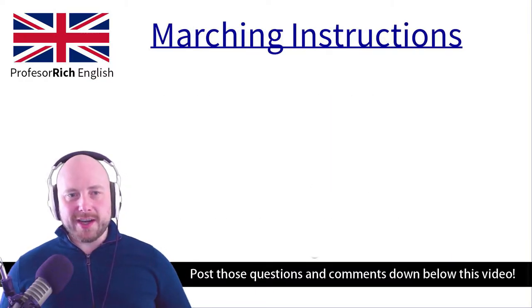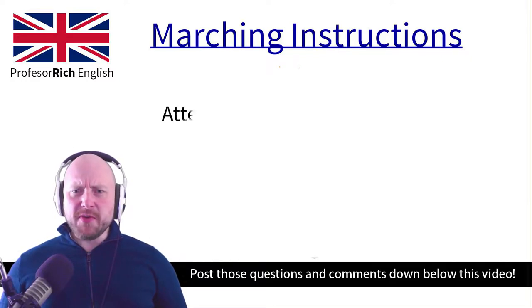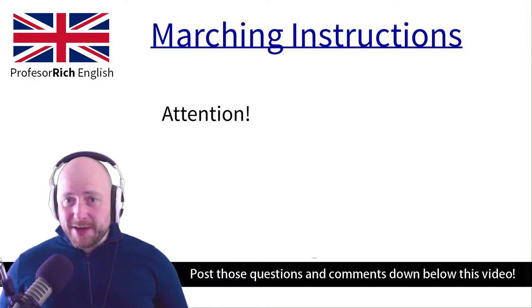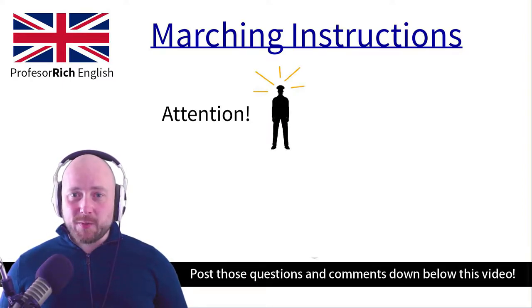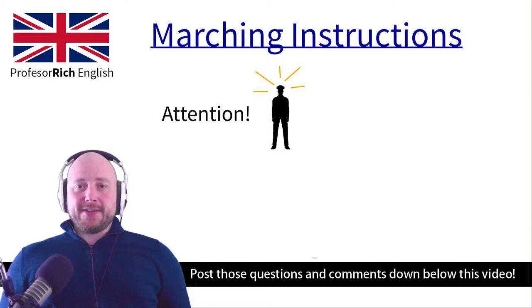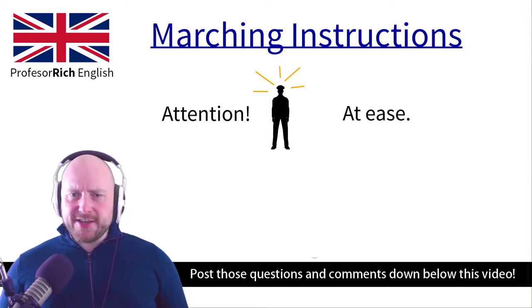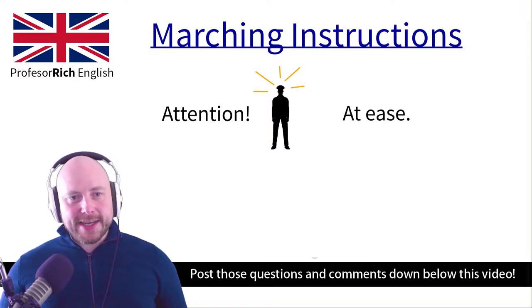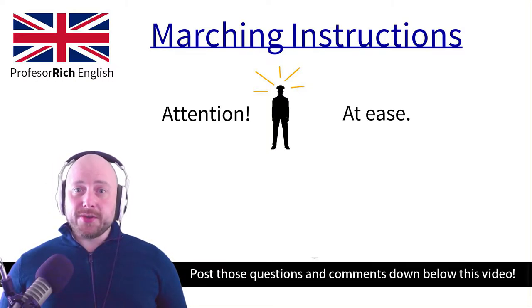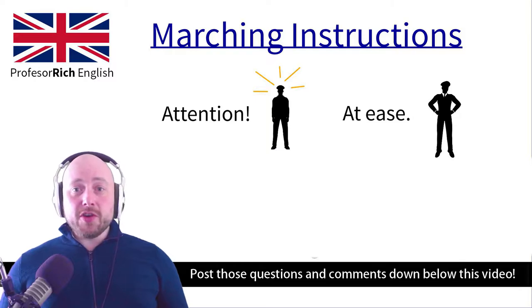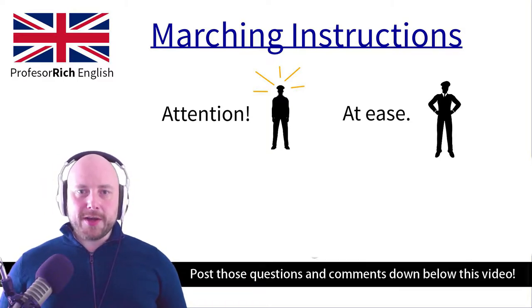So, marching instructions. We have "attention," which means pay attention, as you might expect. You also need to stand in a specific way. This varies depending on the nation, but normally it involves standing up straight and not moving or fidgeting, and paying attention. Then we have "at ease." "At ease" means that you no longer need to stand up straight. You can stand in a comfortable way. However, you shouldn't move from your position. So at ease means you can relax, but don't move from your position. You should stay more or less where you're standing.